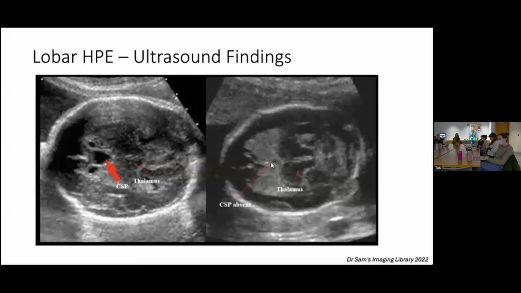So here are some ultrasound images of lobar holoprosencephaly. On the left is a normal ultrasound. You can see a CSP here, and a normal thalamus that is not fused. Remember, lobar holoprosencephaly is the least severe, so it can be harder to diagnose because the findings are not as severe as in alobar. You can see here that the thalami are normal, but we're not seeing a CSP, which we would typically see here. So the absent or abnormal CSP is the clue.